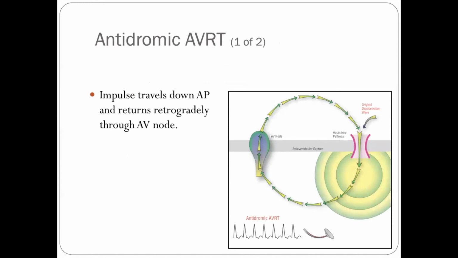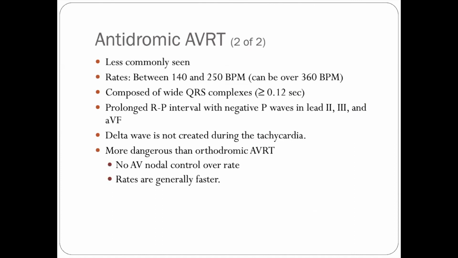Antidromic AVRT then is a much more dangerous version where we're going down through the accessory bypass tract and then back up through the AV node. The retrograde return is through the AV node. It's less commonly seen. The rates again can be between 140 and 250. However, they can be well over 300 beats per minute as well. The QRS complexes are wide because we're coming through the accessory bypass tract and then having to move cell to cell through the ventricles. As it moves cell to cell through the ventricles, we have a wide QRS complex, then it hits the AV node and then pops up through the AV node into the atria.